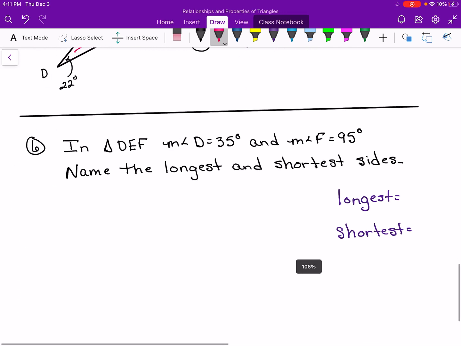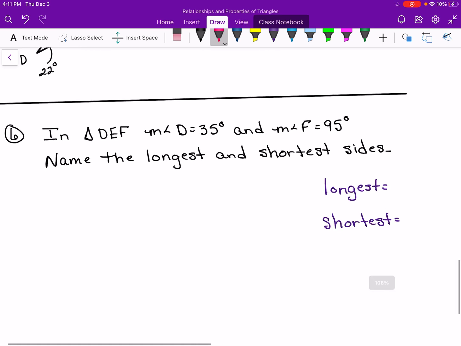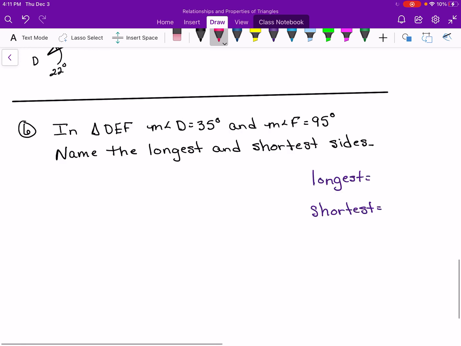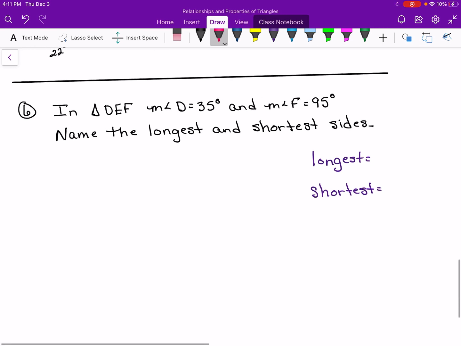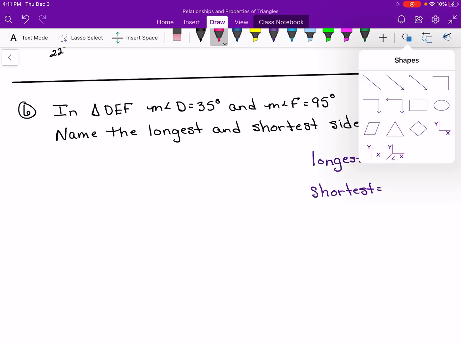All right, last example. No picture given. We are told that we have a triangle DEF. The measure of D is 35, the measure of F is 95, and they want us to name the longest and shortest sides. Why don't we draw a triangle?